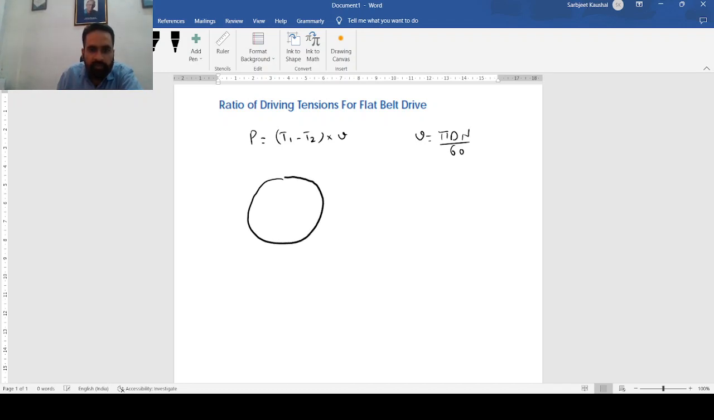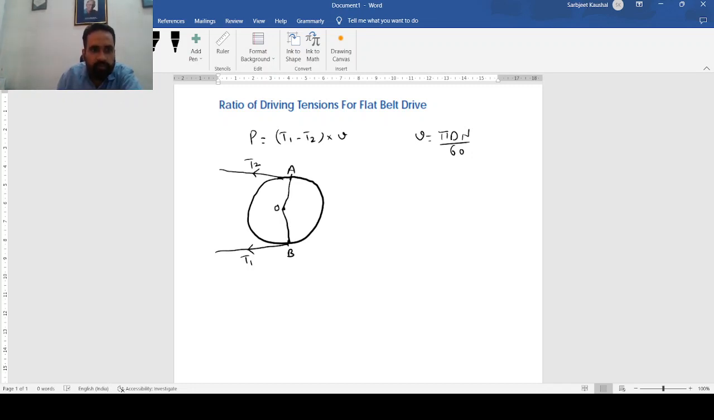Suppose you have a driven pulley and the belt is just entering the driven pulley at this point A and leaving the driven pulley at point B. So here you have the tension T2, that is tension in slack side, and here you have the tension T1, that is tension in tight side. So this is our center point. Just join this center point O with this A and this B.